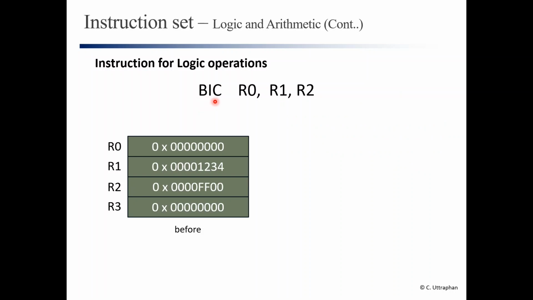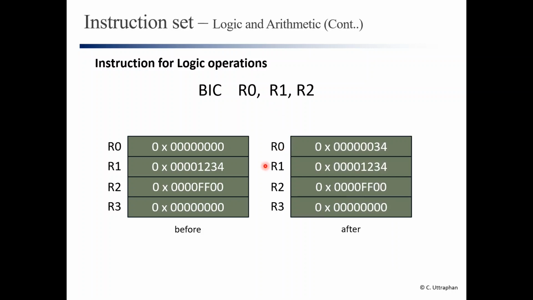Then for the BIC instruction, where the instruction is BIC R0, R1, R2, we need to get the complement of the number in R2 first before we can perform the AND operation with the content of R1. If the contents of R0, R1, and R2 are the same as the previous example, then after the instruction is executed, the content of R0 is now updated to hex 34.